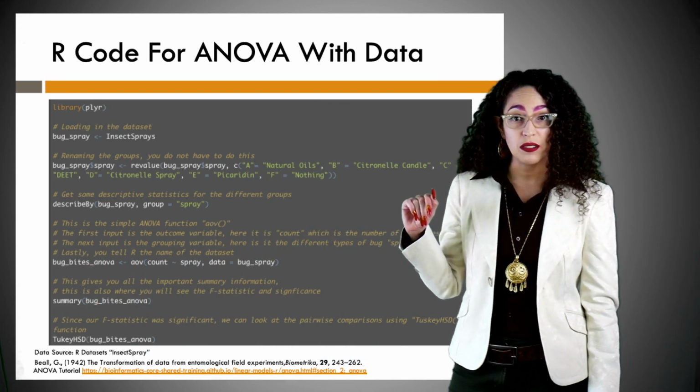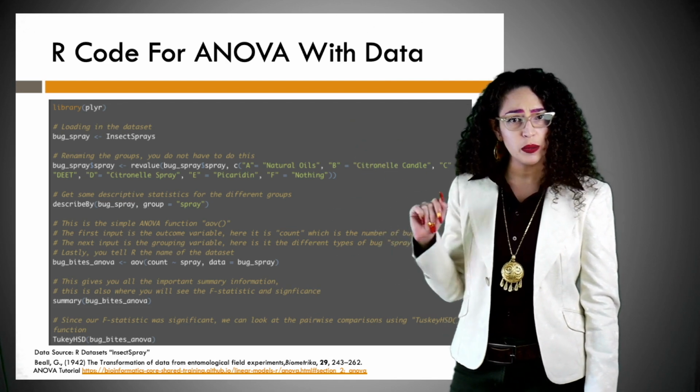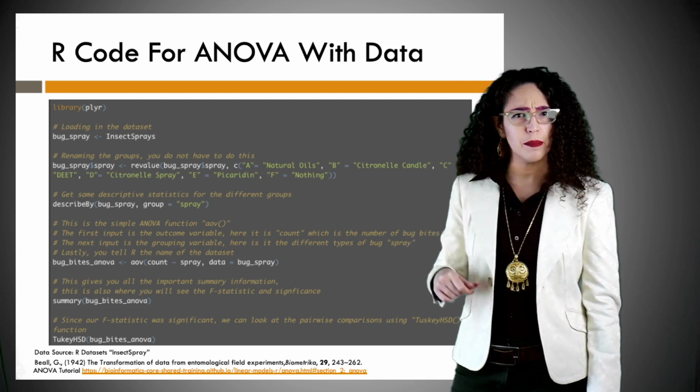So try this out. Use the insect spray data set that's already in R and run a quick ANOVA. You can do it. You're gonna feel good about it.